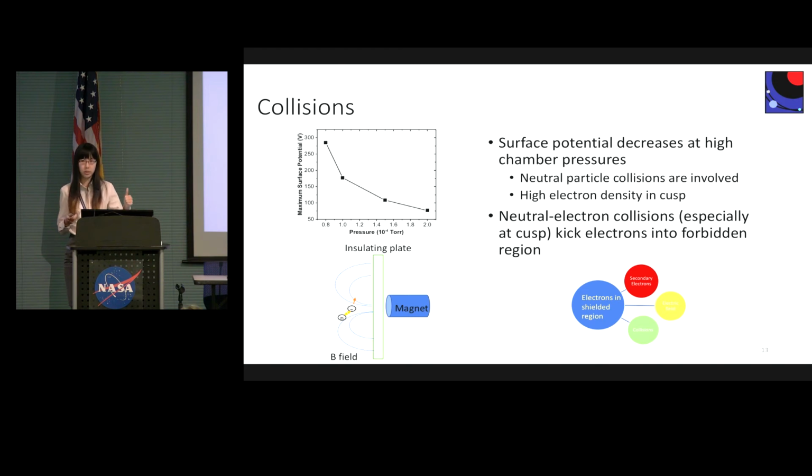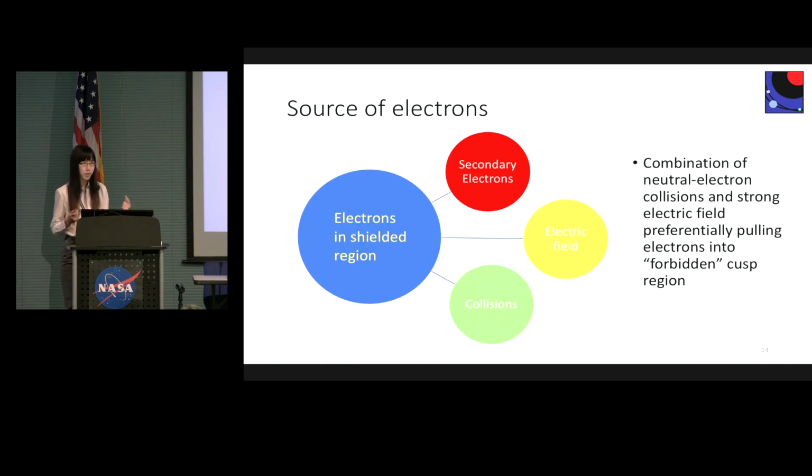So yes to collisions. And to summarize what I've just said, we've eliminated secondary electrons as a source of electrons in the shielded region. And so this means to us that it is the combination of the neutral particle and electron collisions, as well as the strong electric field, that helps to pull electrons into the forbidden shielded region.